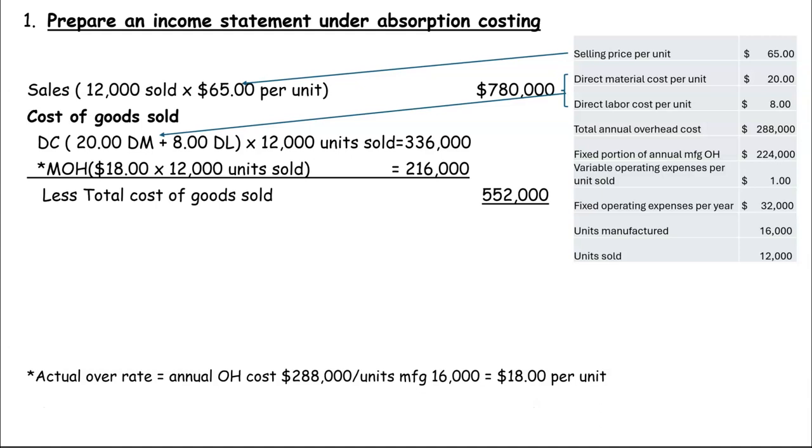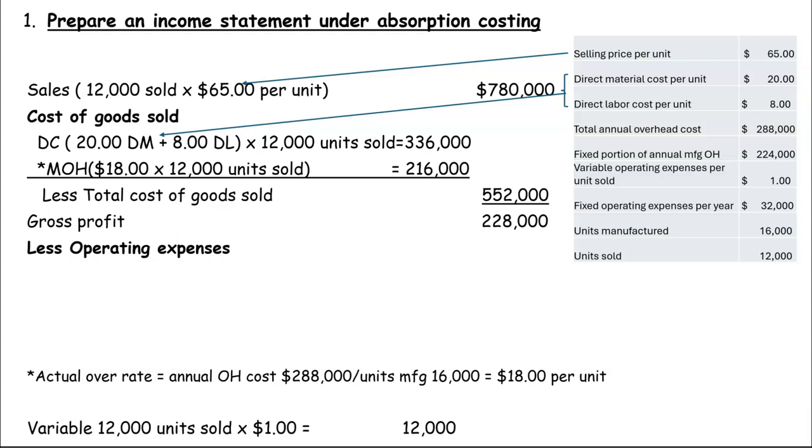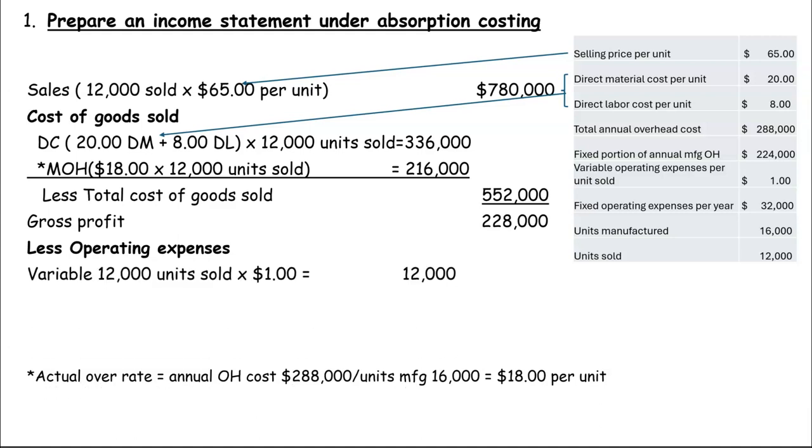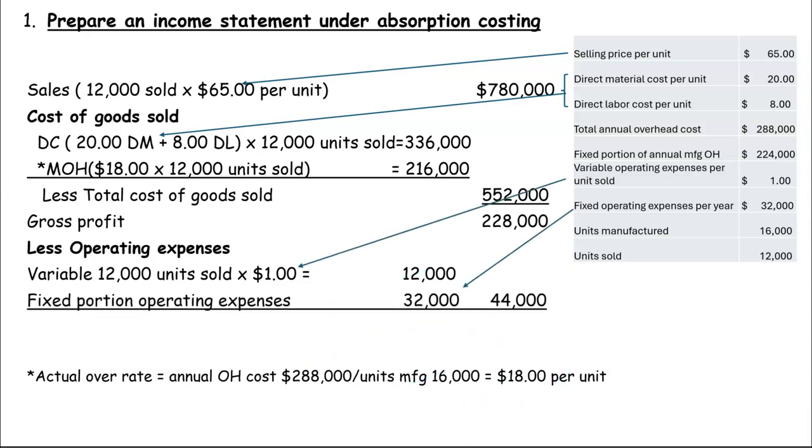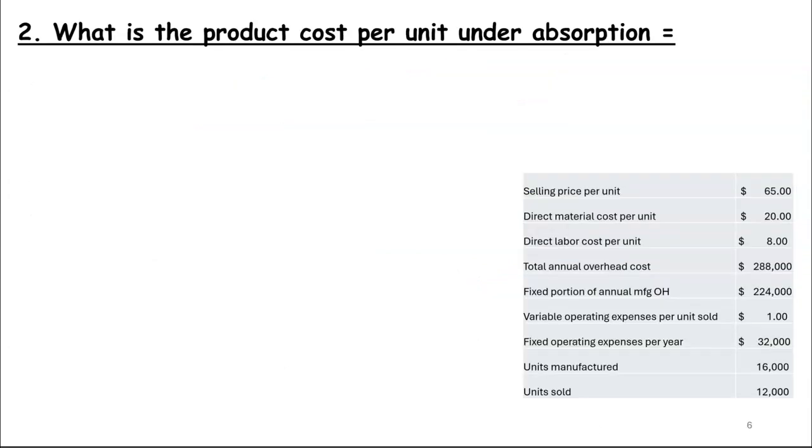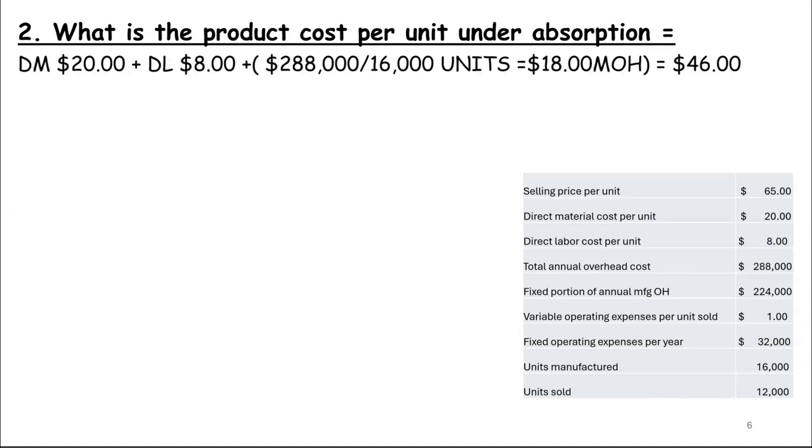Now we have a total for our cost of goods sold, which gives us our gross profit, minus our variable operating expenses and our fixed portion of our operating expenses. And that's how we get operating income. Now, let's take a look at the product cost per unit under absorption. It's our direct materials plus our direct labor plus our average overhead rate, so we get 20 plus 8 plus 18, which gives us $46.